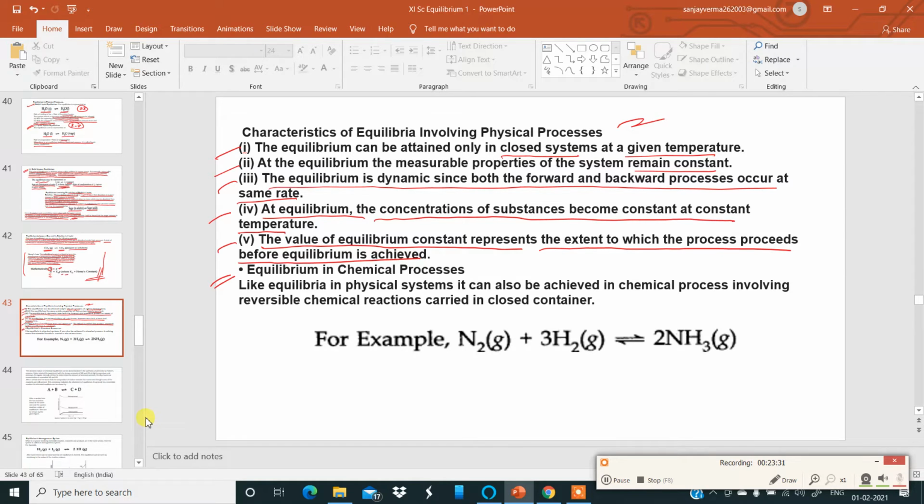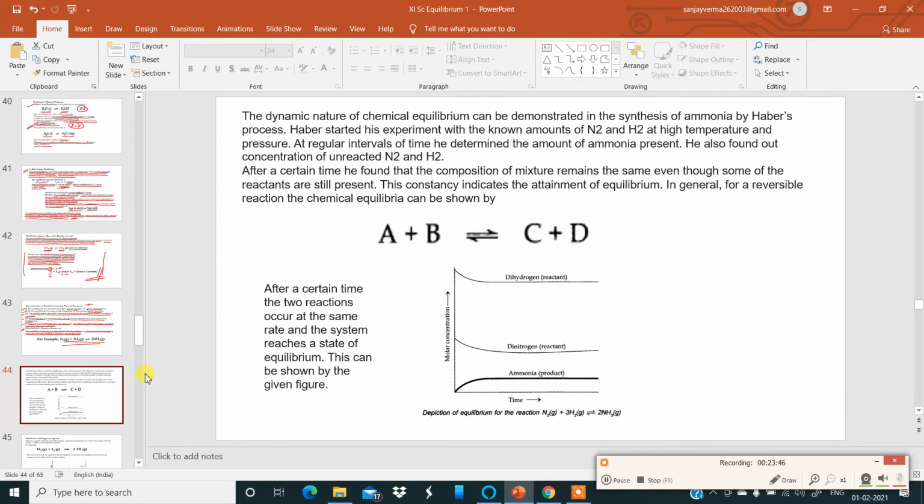Equilibrium in chemical processes. Like equilibria in physical systems, it can also be achieved in chemical processes involving reversible chemical reactions carried out in closed containers. So over here, an example is there for chemical processes. This is something which I have already talked about in my previous video. The dynamic nature of chemical equilibrium can be demonstrated in the synthesis of ammonia by the Haber process. Haber started his experiment with known amounts of nitrogen and hydrogen at high temperature and pressure.